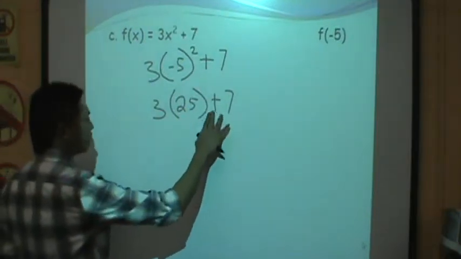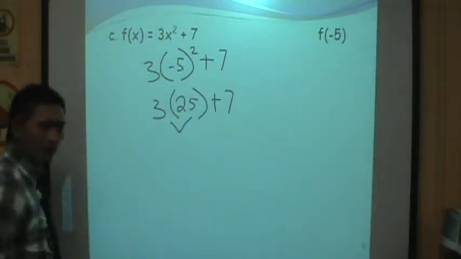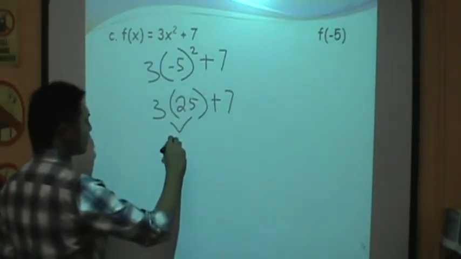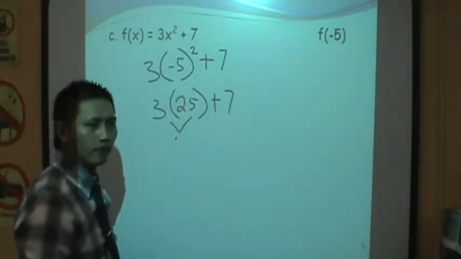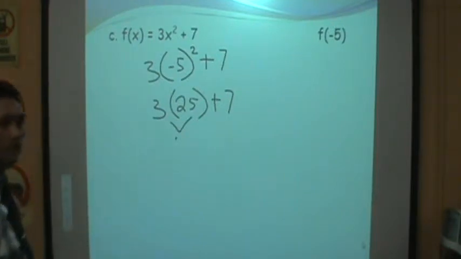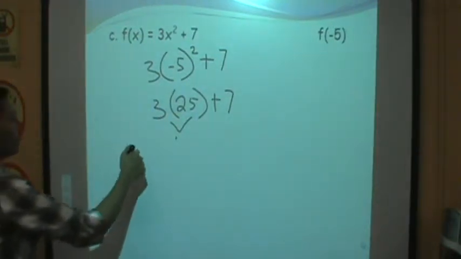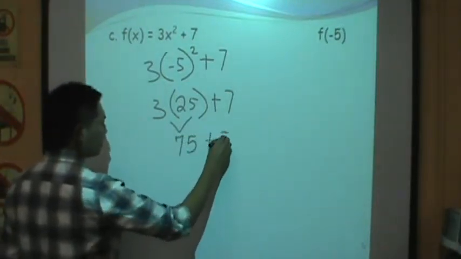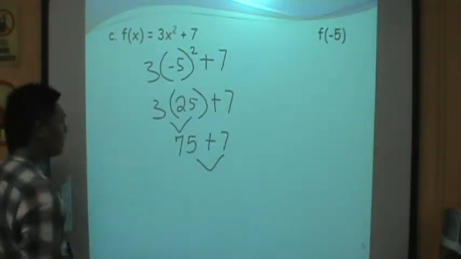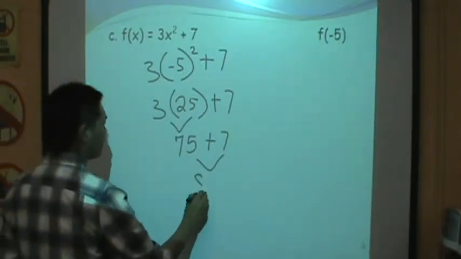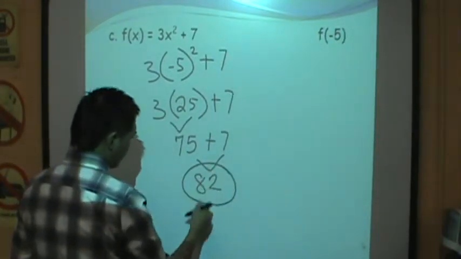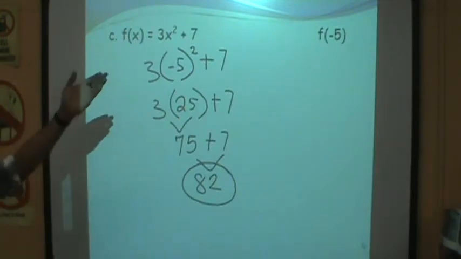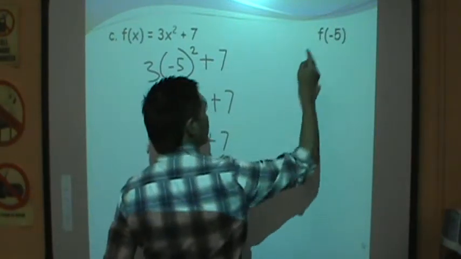Now, should you add first or multiply? Of course, we have to multiply first. 3 times 25 is, if you have 25 cents, how much would it be if you have 3 of them? 3 25 cents. So that would be 75 plus 7. If you add them together, you will get 82 is the final answer. Okay? That's when you have the number inside.